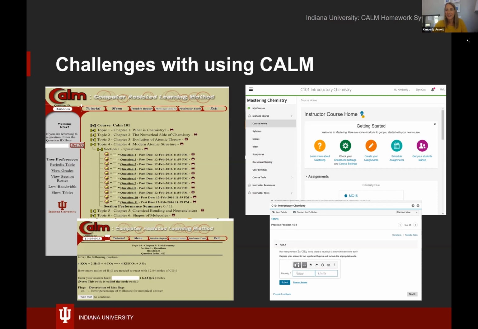But let's go through that really big plus sign for Calm. It is free. It has always been free, and it will always be free. At the college level at IU, several classes have switched over. In one of the classes I was teaching, I used to use Calm, but I switched to Mastering Chemistry because we were able to get a bundled ebook that came with Mastering Chemistry, cheaper than what it was costing the students just to buy the book in the first place. At the college level, we have them buying their textbook.